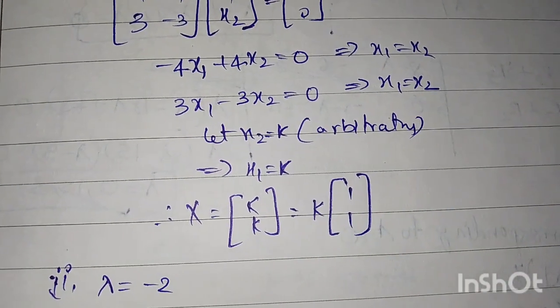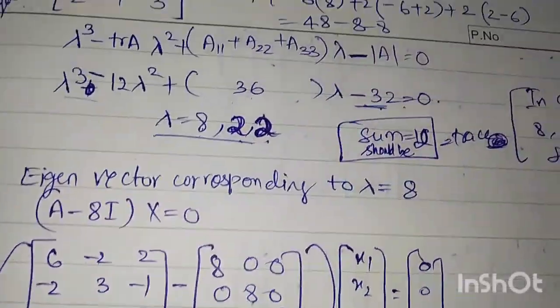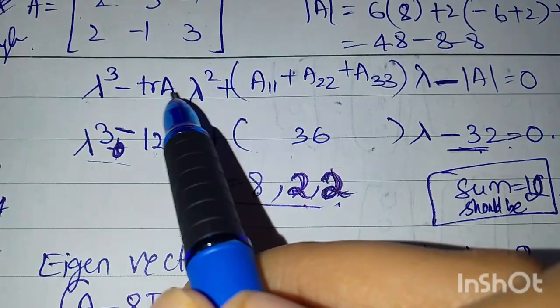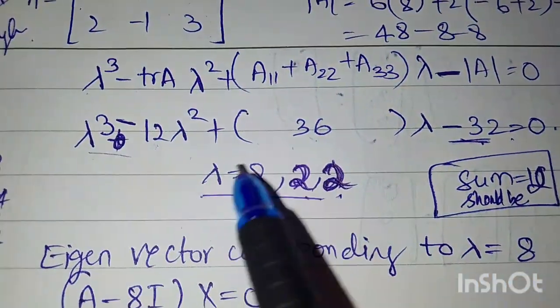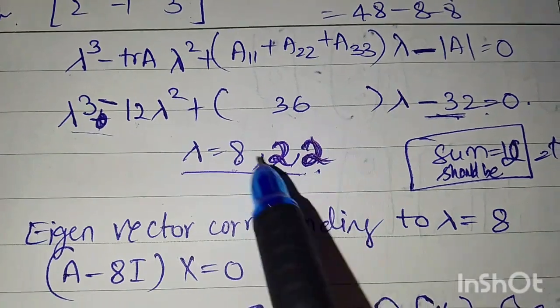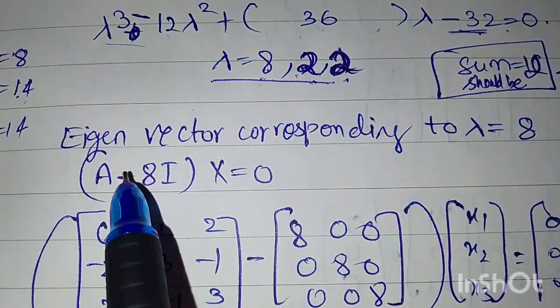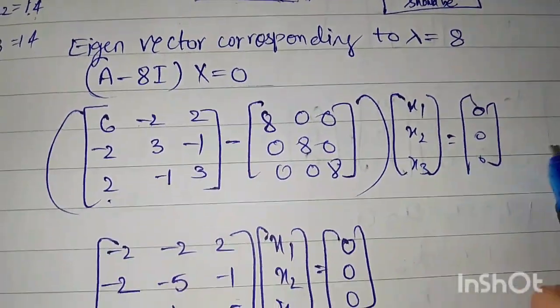So see this question, we get A. The characteristic equation is lambda cube minus trace of A lambda square, and so on. So we got lambda values 8, 2, 2. When we get repeated roots like this, we have to pay attention. For 8, we'll easily find A minus 8I. Okay, we'll get the answer. We are making zeros to make the solution easy.